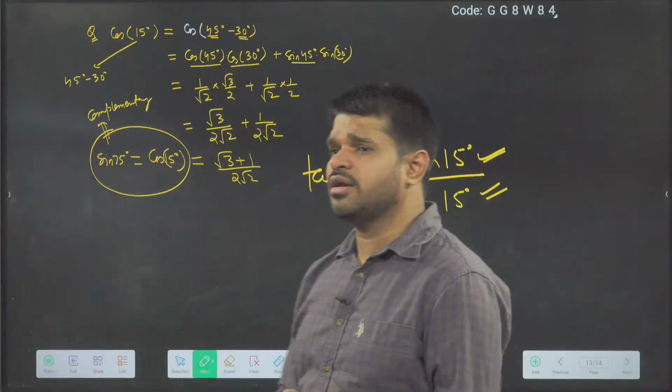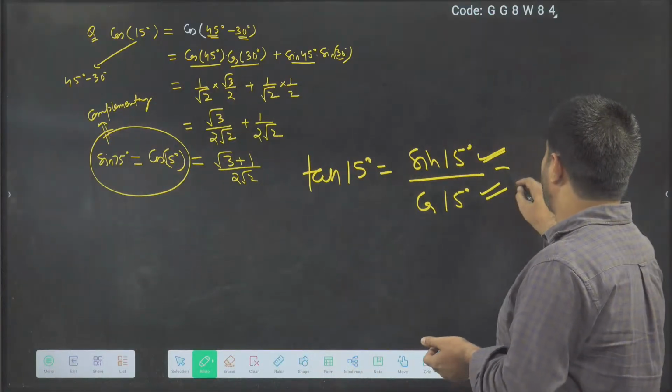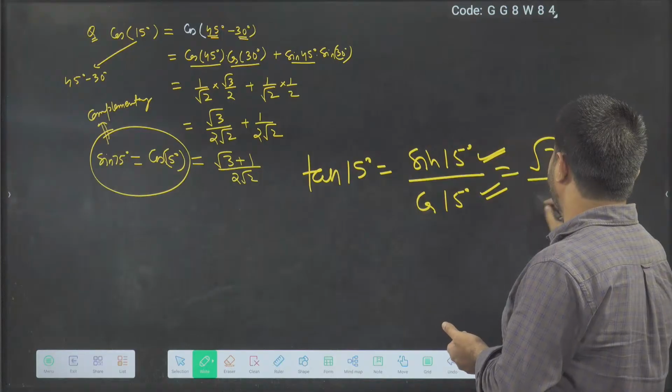Answer is not 1. Answer is root 3 minus 1 by root 3 plus 1.